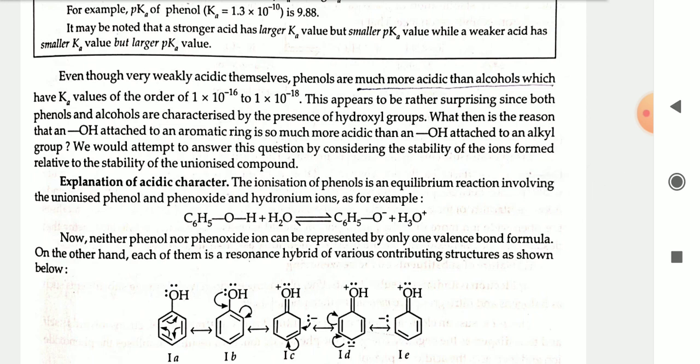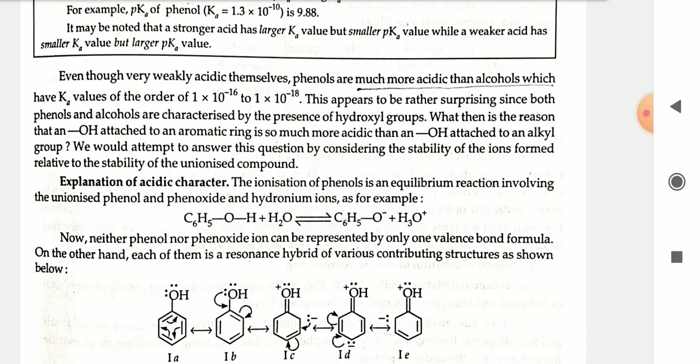This appears to be rather surprising since both phenol and alcohol are characterized by the presence of a hydroxyl group. What then is the reason that an OH attached to an aromatic ring is so much more acidic than an OH attached to an alkyl group? We should attempt to answer this question by considering the stability of the ion formed relative to the stability of the unionized compound. Explanation of acidic character.